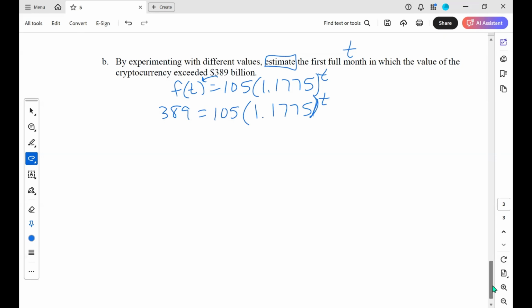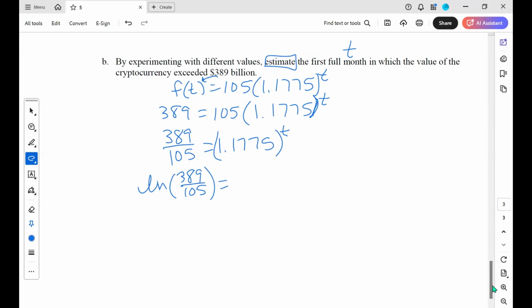All right, so now we solve this out. The first thing we do is divide off the 105. We can't take the 105 times the decimal because of the exponent, so we have to divide it off. So we have 389 divided by 105 is equal to 1.1775 to the t power. Now, how do we get the t out of the exponent? Well, we can't divide it. It's not a multiply, it's an exponent. So this goes back to college algebra where you had to put logs back on. So we would have the natural log of 389 divided by 105. And you can use log if you want to. I use natural log just because it's easier to write.